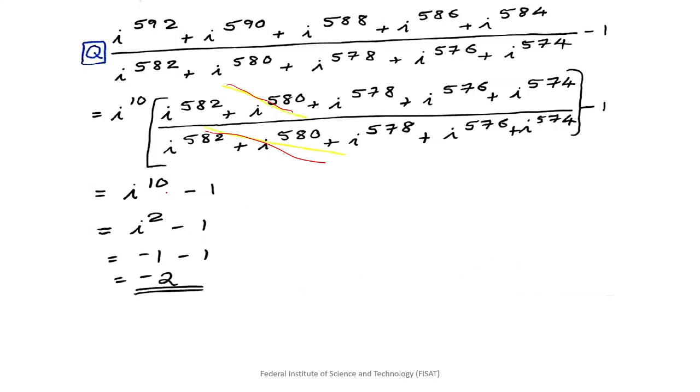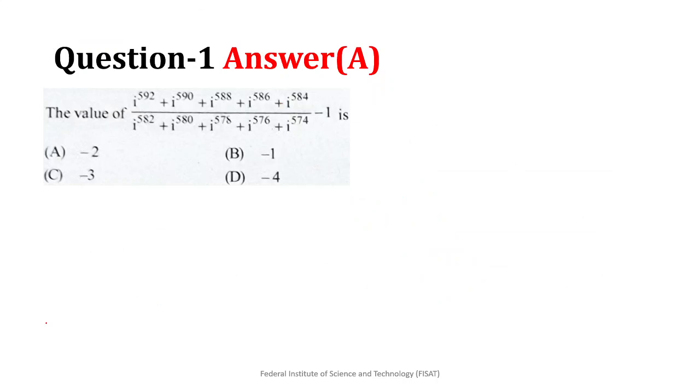Now what is i raised to 10? It can be easily simplified by dividing with 4. The remainder is 2. So i raised to 10 can be replaced with i square, equal to minus 1, so the answer is minus 2. So the answer is option A.